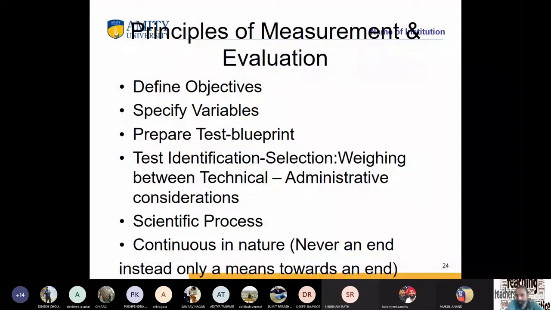Once the objective and variable are clear, then the third principle comes into play, that is, we should always prepare a test blueprint.